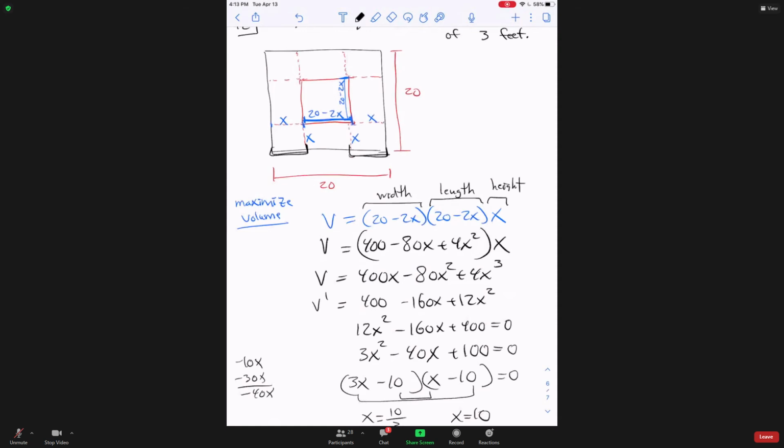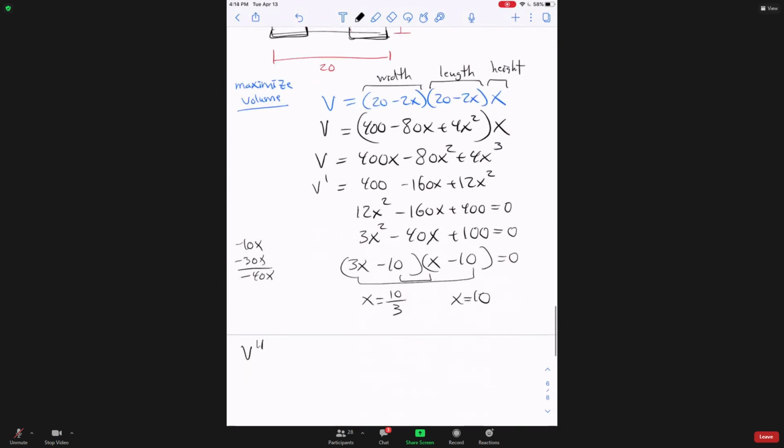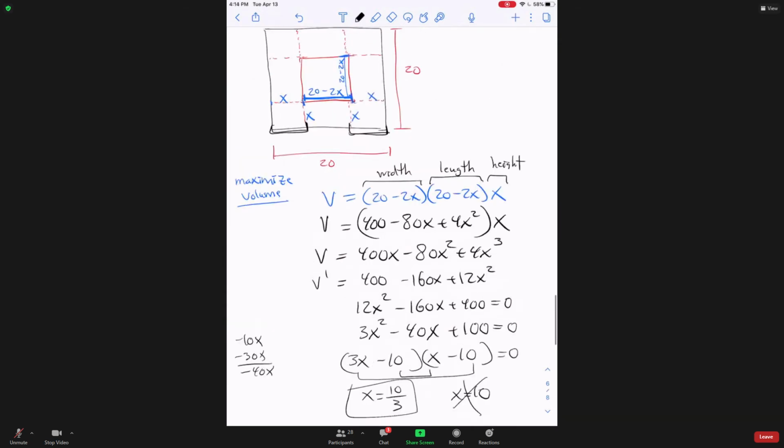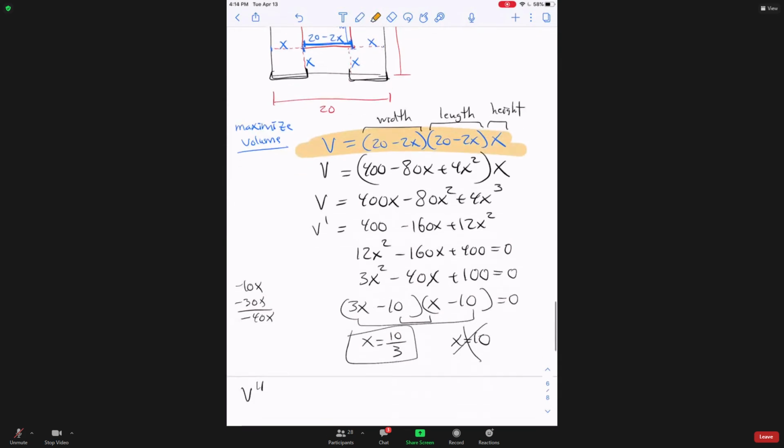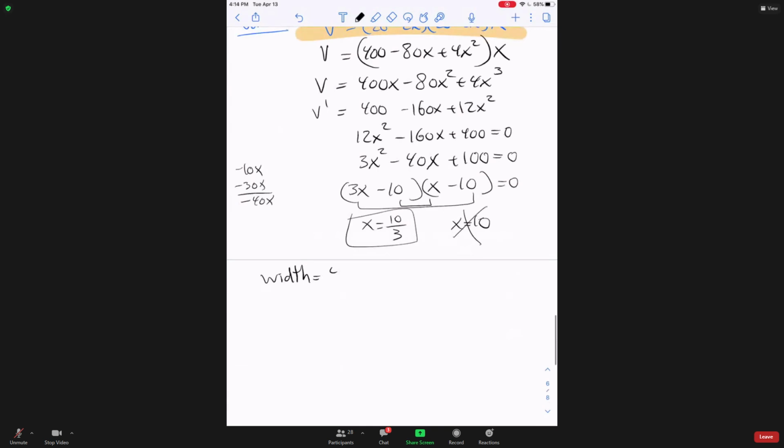The other way you can know that it's not 10 is do the second derivative test. You do V double prime and you plug in 10, you'll see that it doesn't give you a maximum. Whereas 10/3 does. Now, to answer the question of what are the dimensions, so it's not 10, it's 10/3. So going back to our original equation here, 10/3 is the height. What's the width? Well, the width and the length are the same. It's 20 minus 2x.